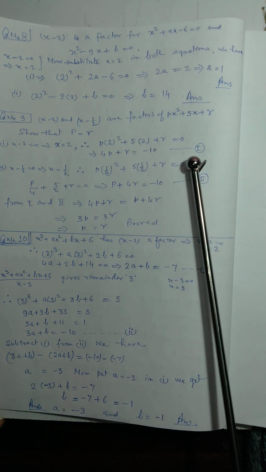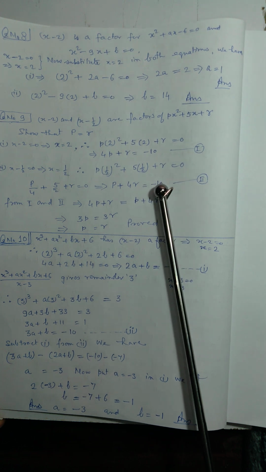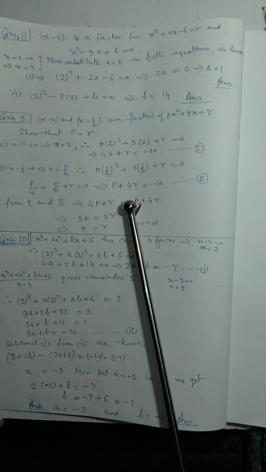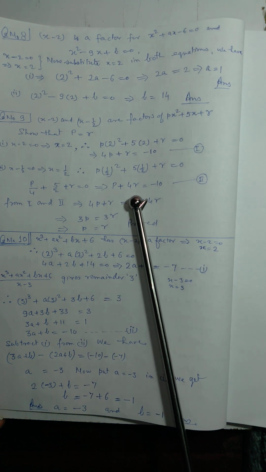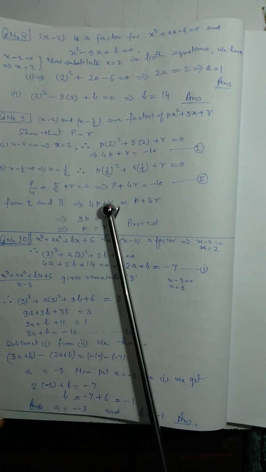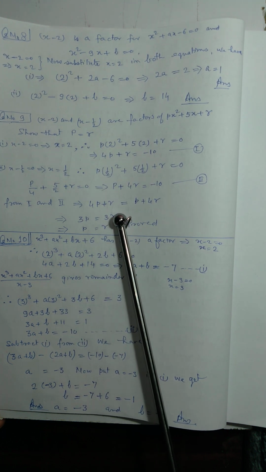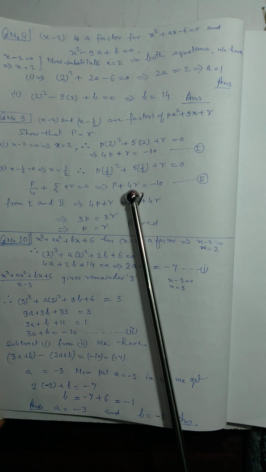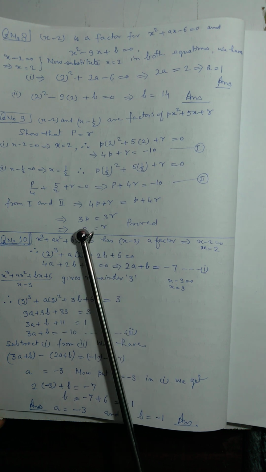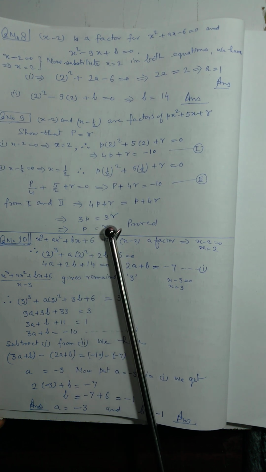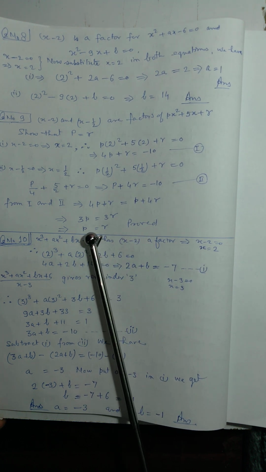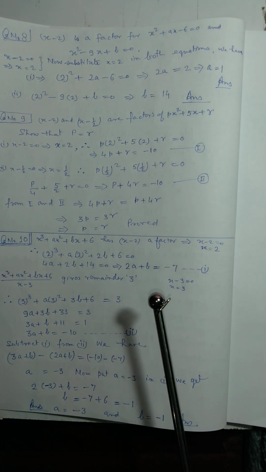So now compare these two. You see on the right hand side there is minus 10, minus 10. It means the left hand side should also be equal. So from first and second, 4p plus r is equal to p plus 4r. Now equate it, you will get 3p equal to 3r. Now p is equal to r. Hence it is proved, the given statement, that is p is equal to r.